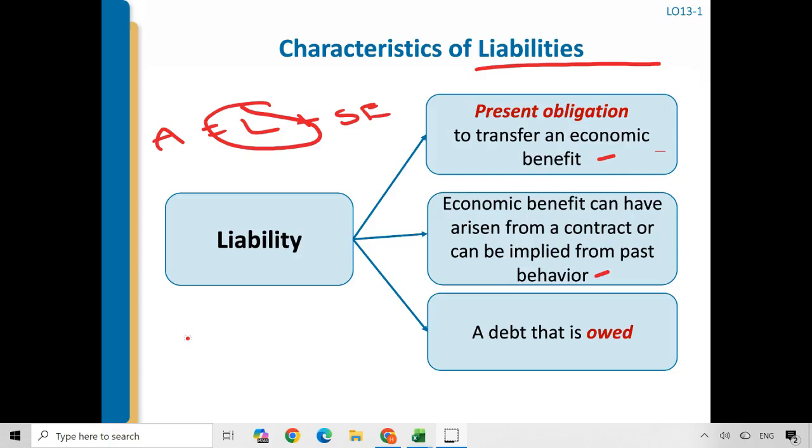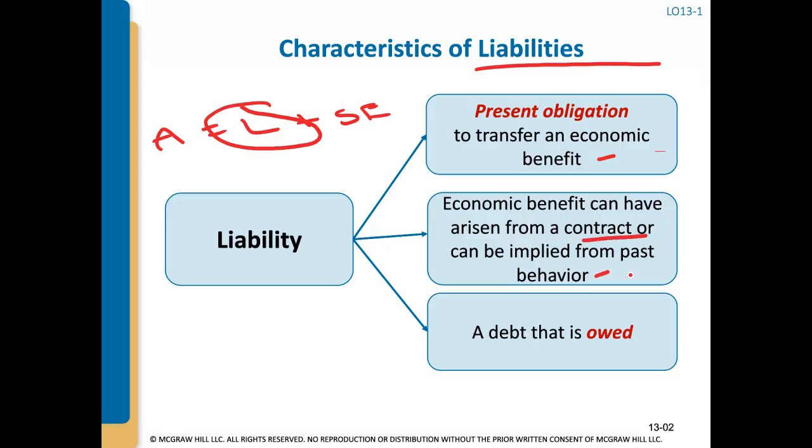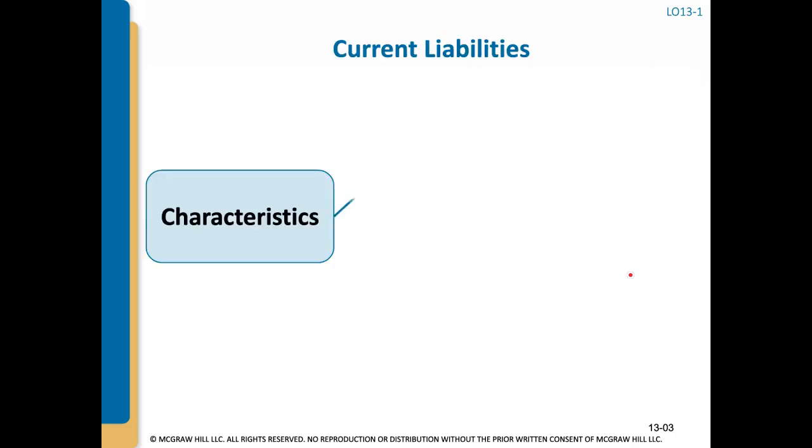satisfy an obligation that we have incurred, whether that's from past behavior, such as we owe our employees money for the hours that they have worked, or from a contract, most notably, like if we have a loan from a bank and we have a contract that we owe them XYZ on certain dates. So basically, a liability is debt that is owed.